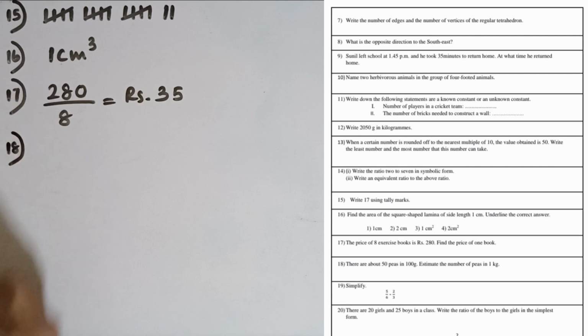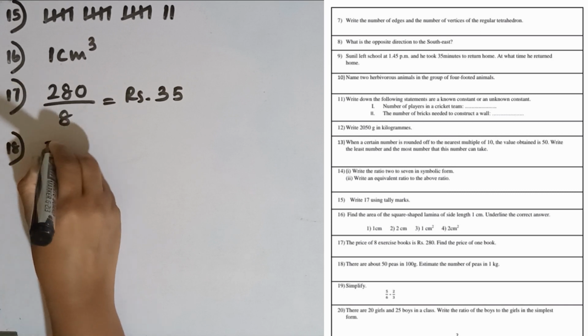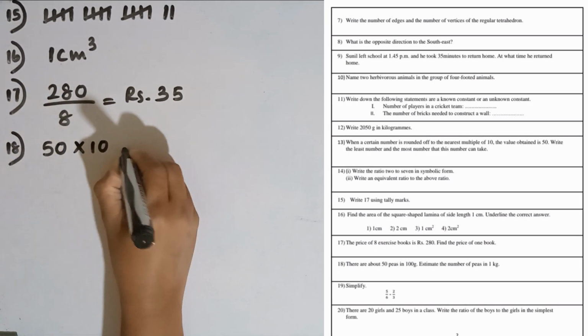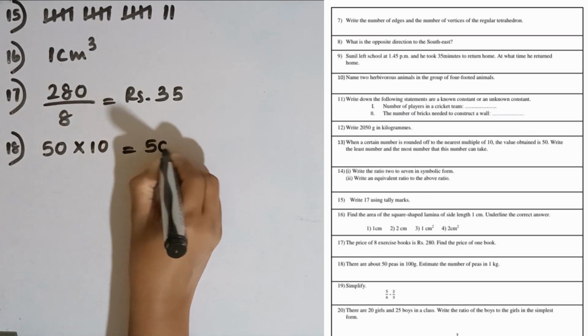Question number 18. There are about 50 peas in 100 grams. Estimate the number of peas in 1 kilogram. We know that 1 kilogram has 10 times 100 grams. So we have to multiply 50 by 10. So the answer is 500.